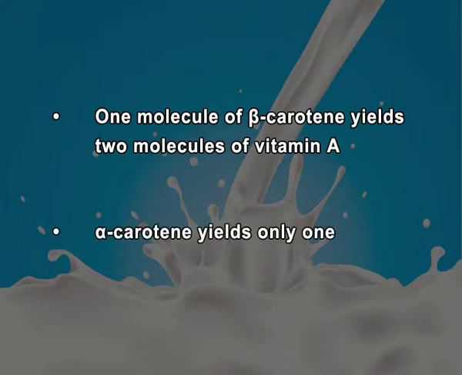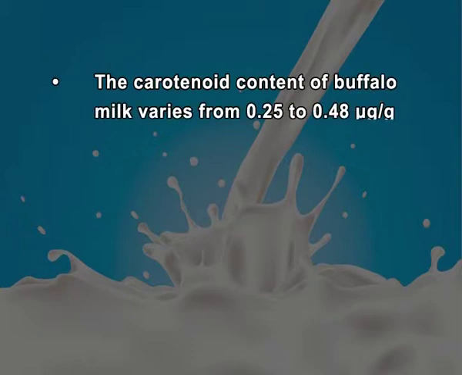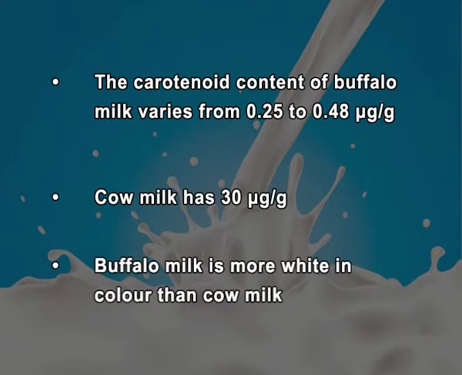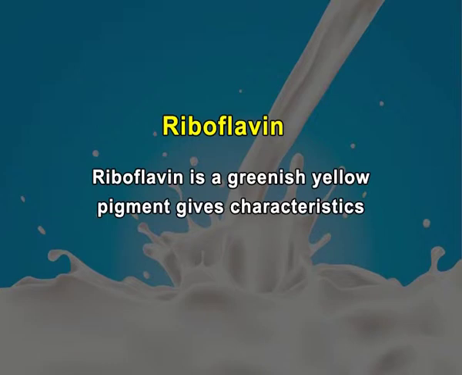Alpha-carotene yields only 1. The carotenoid content of buffalo milk varies from 0.25 to 0.48 micrograms. Cow milk has 30 micrograms, hence buffalo milk is more white in color than cow milk. Riboflavin is a greenish-yellow pigment which gives characteristic color to the whey.